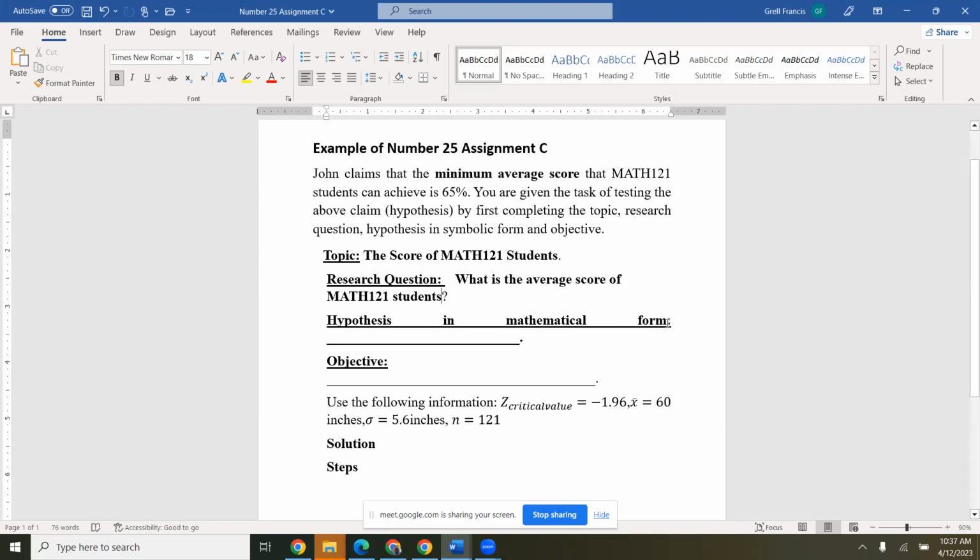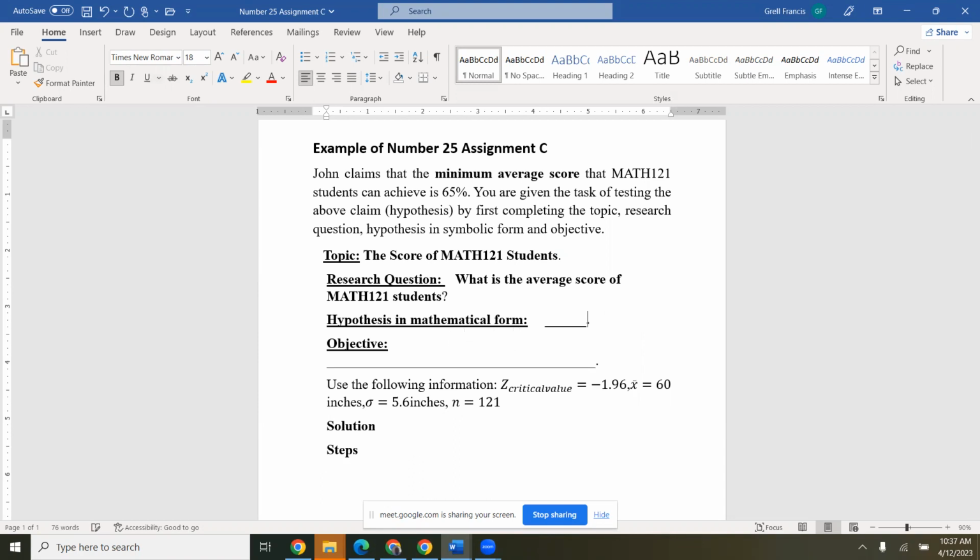And now every question deserves an answer. Here, the answer will be called a hypothesis because there is no data. Okay, so it appears the person said the minimum. Here it is: the minimum is 65%. So the claim is minimum. Now we have identified the symbol for minimum is more than or equal to.